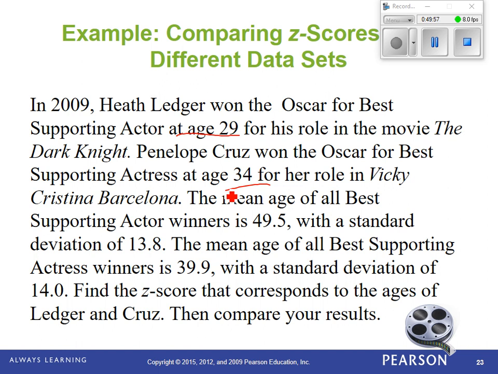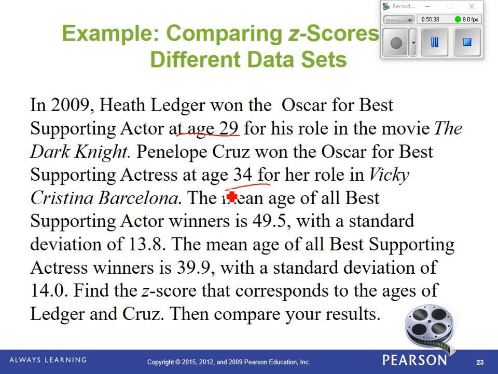The mean age for all Best Supporting Actor winners is 49.5 with a standard deviation of 13.8. The mean age for all Best Supporting Actress winners is 39.9 with a standard deviation of 14.0. Find the z-score that corresponds to each of their ages, and then compare the results. So before I change this slide, can we really compare and say, okay, Heath was a whole lot better than Penelope just because he's a lot younger, 5 years younger there?